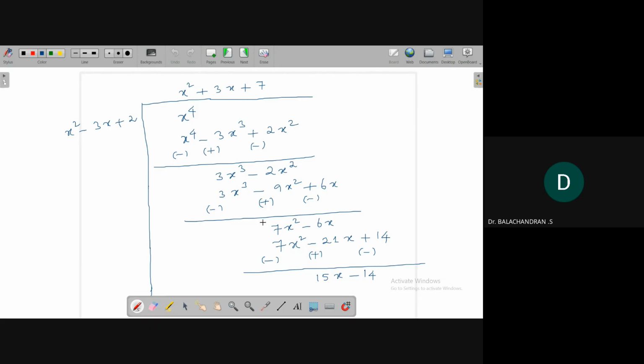Next, here x square. I need 7x square, so plus 7. So 7 into x square, then minus 21 into x, plus 2 into 7, 14. So minus, plus, minus. The 7x square term gets cancelled. Actually, this is 15x minus 14.